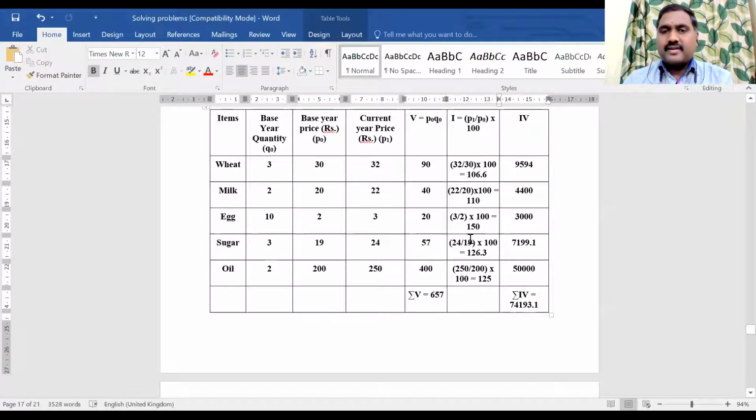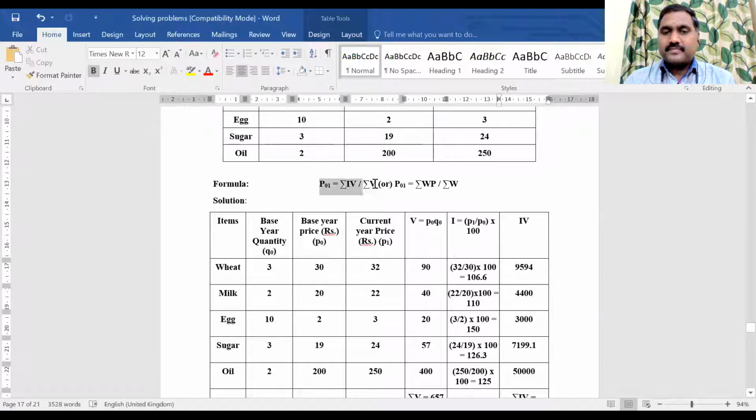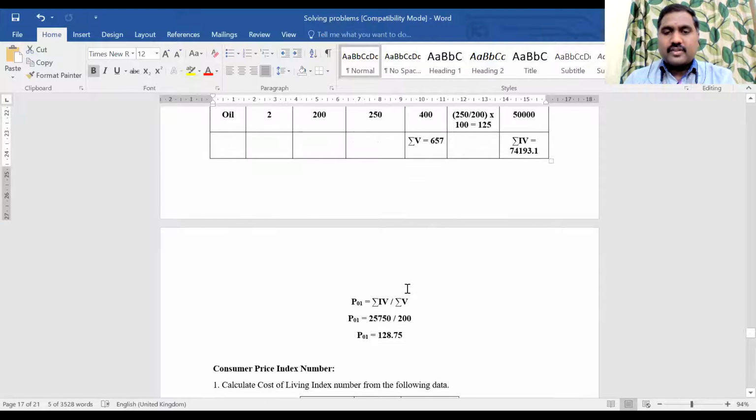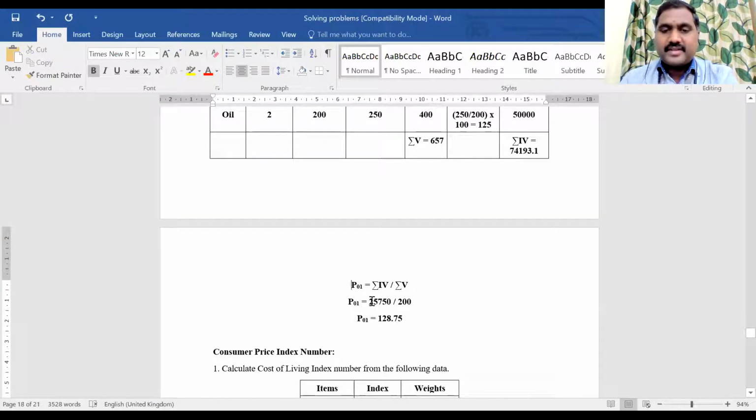Okay. So we got summation IV and then summation V. Now we know the formula, right? As already told you, this is the formula. Okay, you can use this formula also, but if you're using this formula, instead of V, you should make it as a W. Instead of I, you should make it as a P. Instead of IV, you mention WP. That's it. Right? Only you have to change the term. Okay, now we can go for the substitution. Now, what is the summation IV value? 74,193.1 is divided by 607. Now tell me what is the answer?